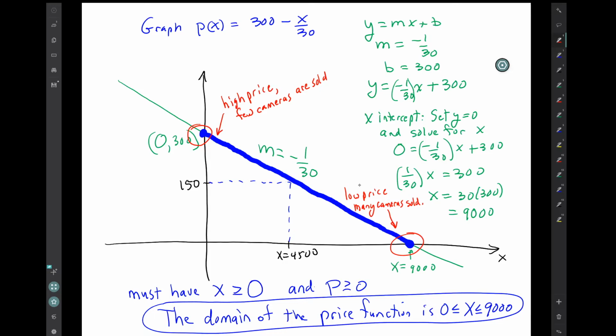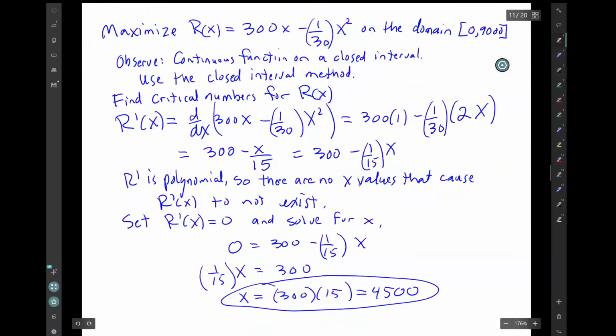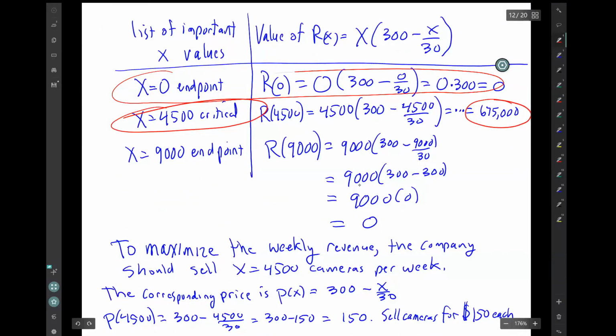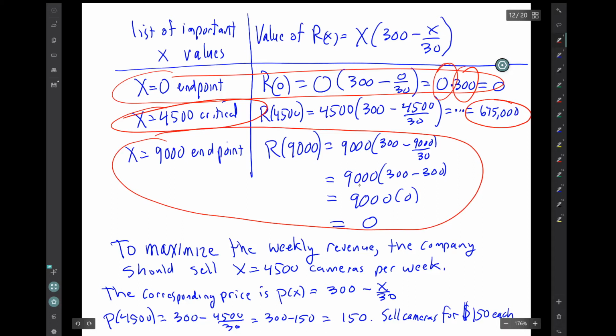Now notice what that tells us in terms of revenue. This situation, when X equals 0, that corresponds to the price of the cameras being $300, and nobody bought a camera, so that's why there's no revenue. Now think about this situation. That's when X is 9,000. That means the price was 0. 9,000 people per week come and get their free camera, but they're being given away, so the revenue is 0.